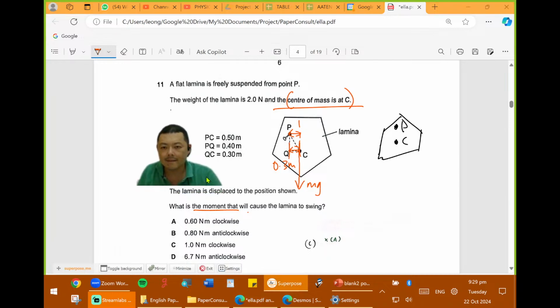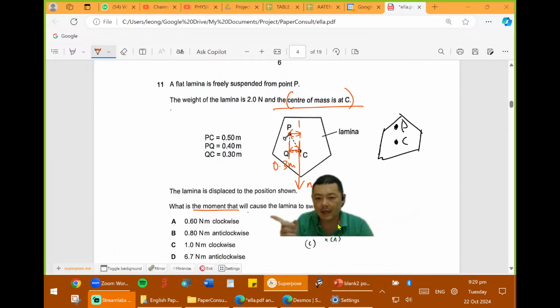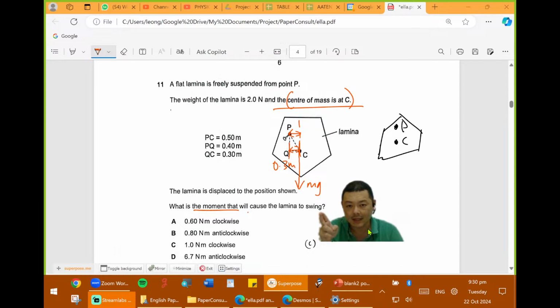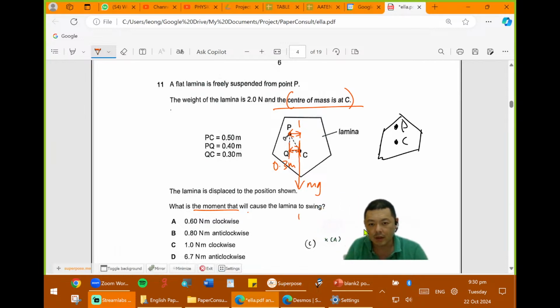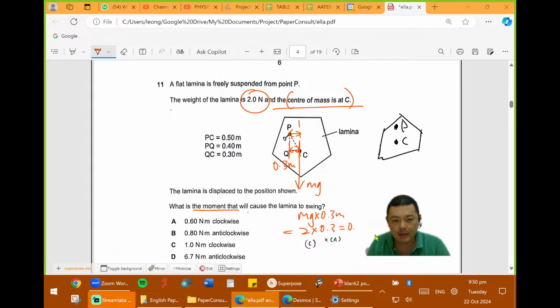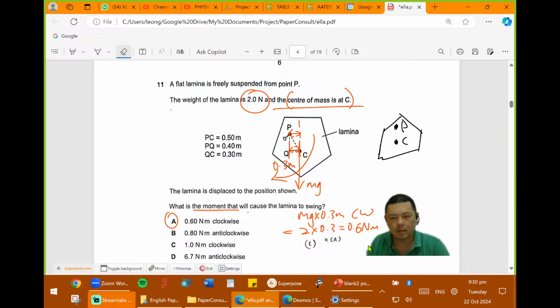So then the moment that causes the laminar to swing, how much moment is that? That is the weight mg times 0.3 meters. Mg is 2, so 2 times 0.3, and therefore it's 0.6 Newton meter. And it's a clockwise moment because it's going to swing there, right? So clockwise. Yes, you got it now.